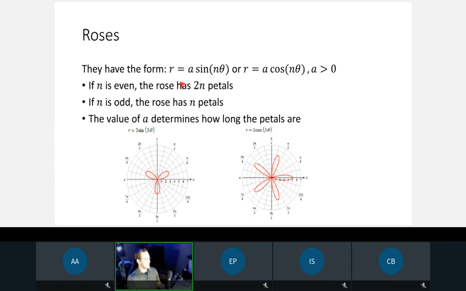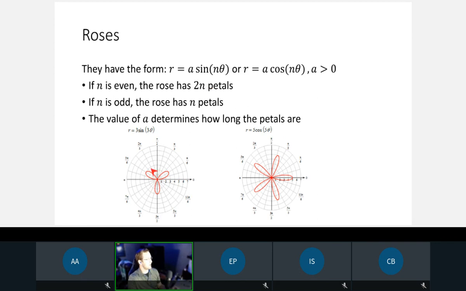The number of petals is defined by these 2 bullet points, and this is important. Whether it's sine or cosine, if your n value is even, the number of petals you're going to have would be 2 times that. So if this happens to be a 4 theta, I actually don't have an even example. You can go into Desmos and try it out. If that was 4 theta, that means you would have a total of 8 petals.